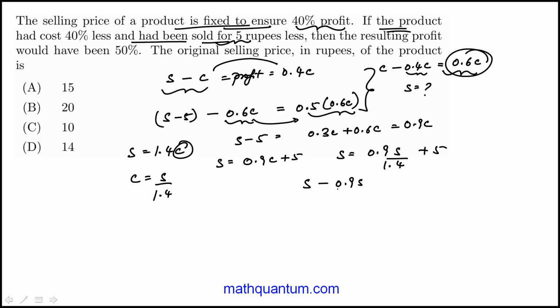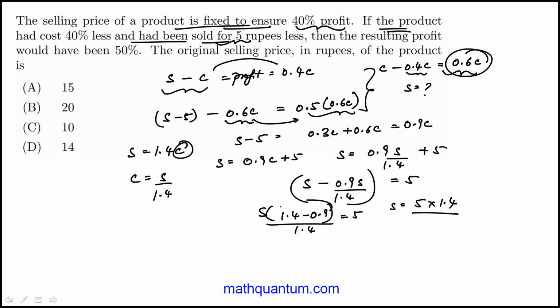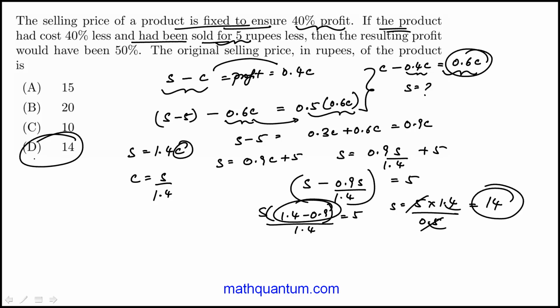S is, now this is a matter of how quickly you can do this algebra, factor out the S. You can use a calculator. It's your call. So S is 5 times 1.4, and then that's 0.5. Move that decimal, 5 goes out. S is 14, which is answer choice D. So this is how I approach this question. I mean, others might use percentages, just some numbers. It just doesn't appeal to me.